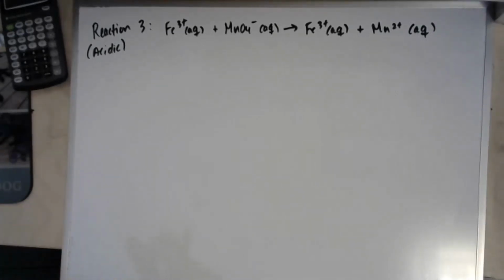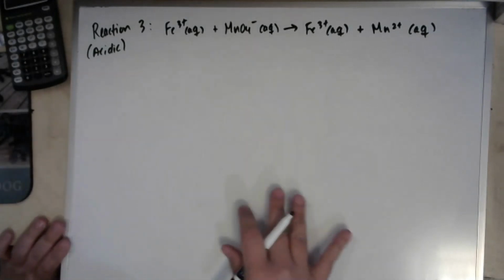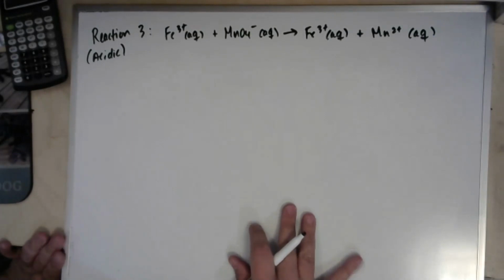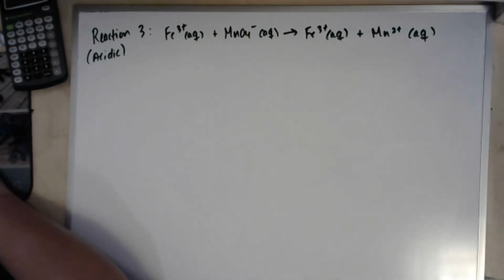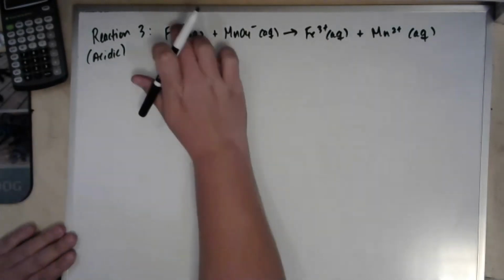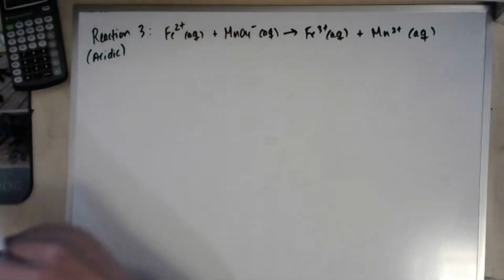Okay, so there's our third reaction that we're going to look at, and we're going to start again by assigning oxidation states to everything so that we can figure out where our oxidation reduction is. Hold on, I made a typo. That's what I call it, even when I'm just writing, it's still a typo. That's just a 2 plus.